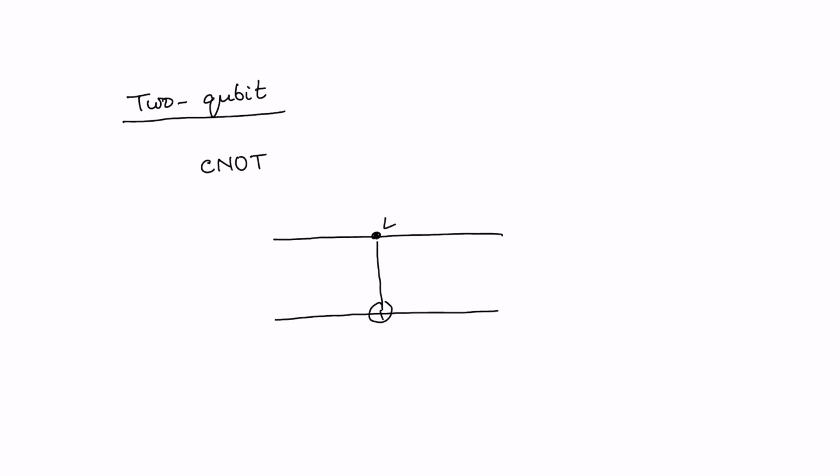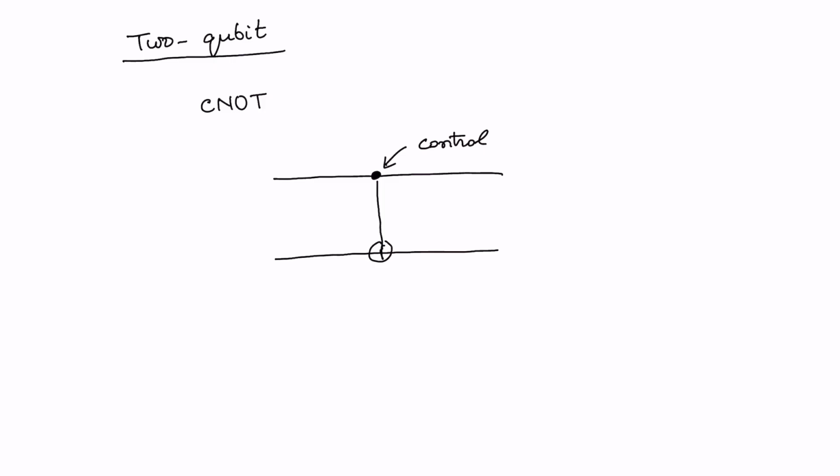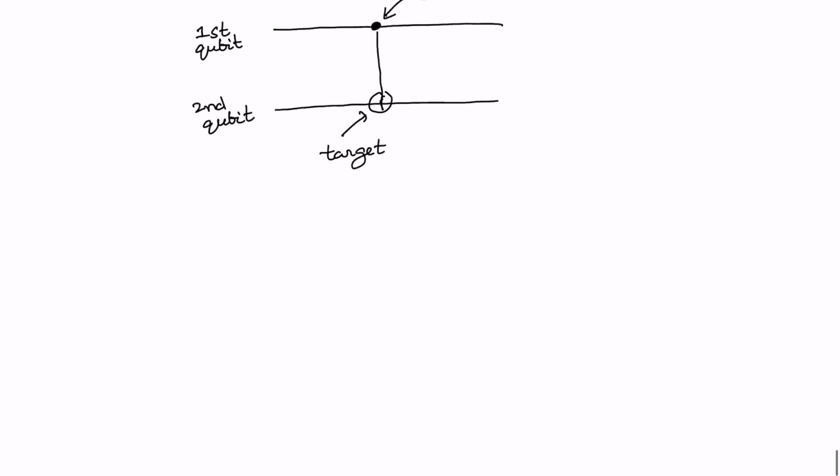Here the first qubit with this dot represents the control qubit, or the control bit, and the second qubit represents the target. Okay, I'll explain what it means. This one line represents the first qubit, and this second line refers to the second qubit. And here the rule of the game, the rule of the CNOT operation, is as follows.